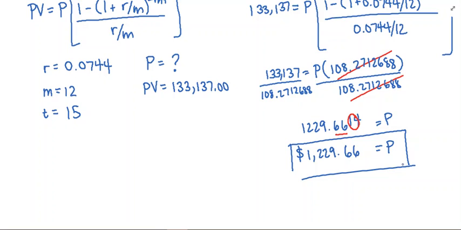One thing to keep in mind, I don't think I made it as clear in the previous example: the person will make these monthly withdrawals of $1,229.66 every month for 15 years, and the balance is reduced to 0 in the account after the 15 years. All right, let's take a look at part B of this question.